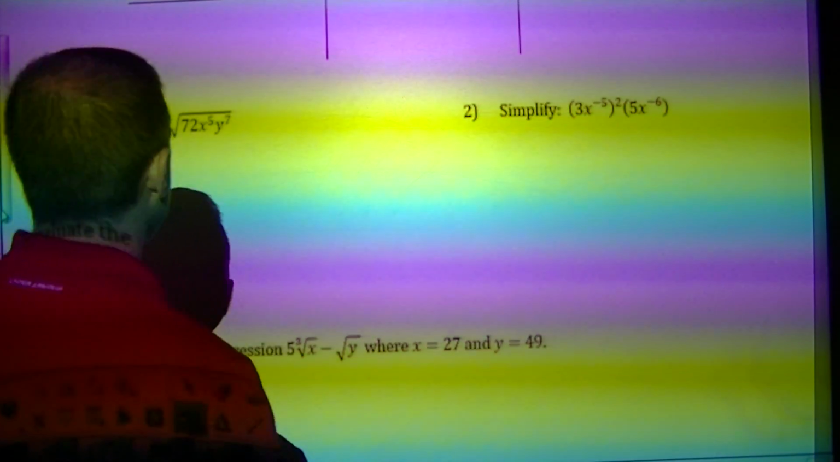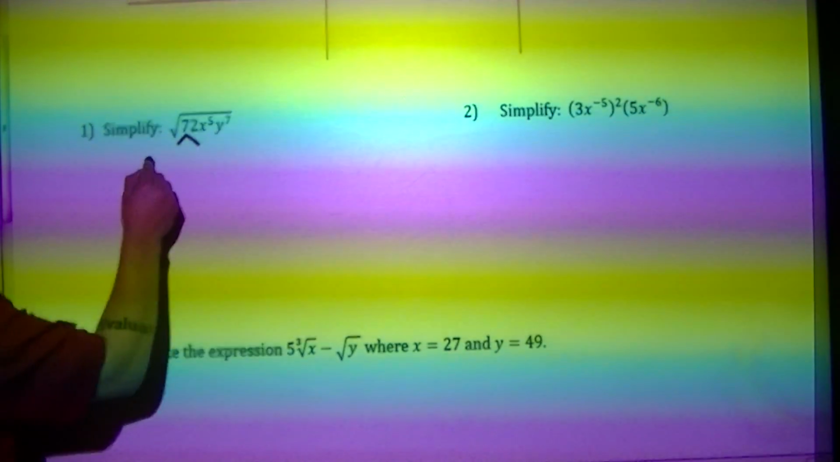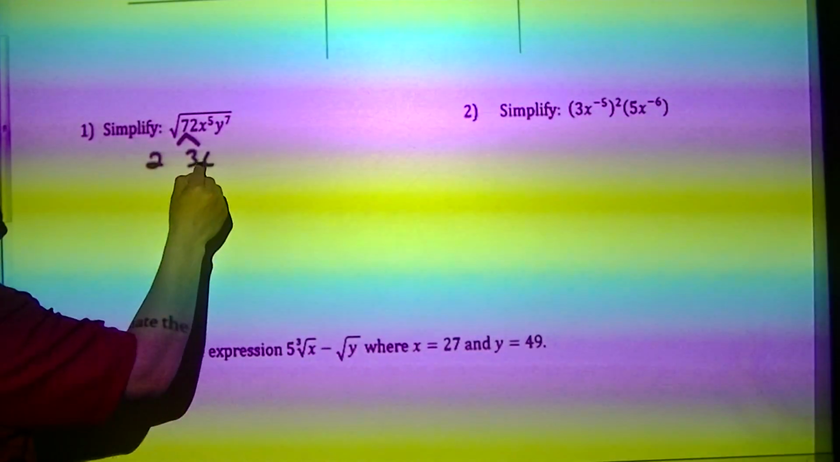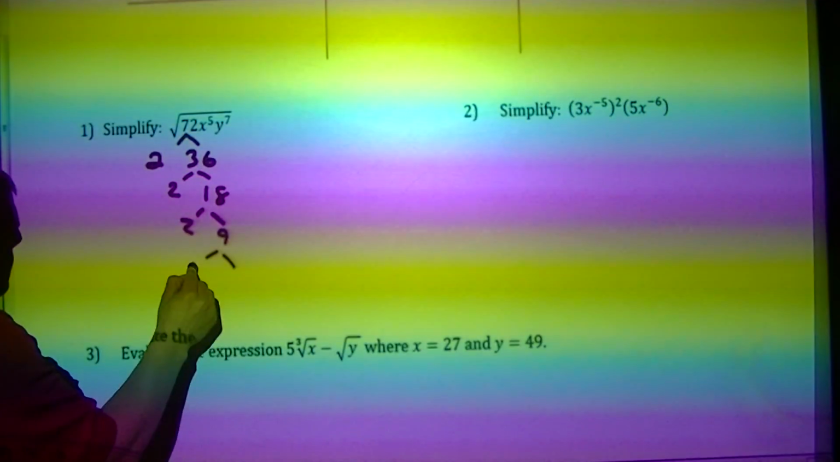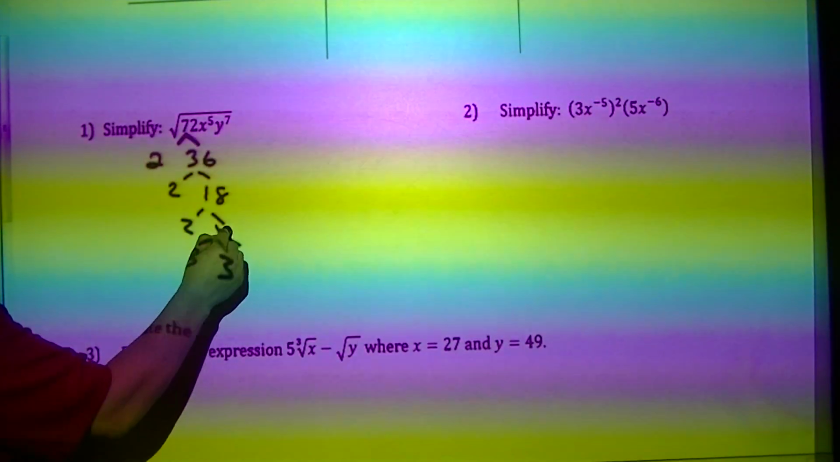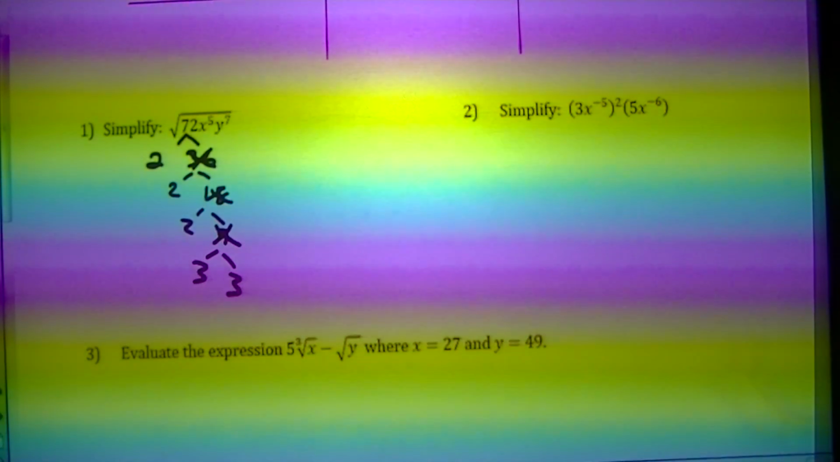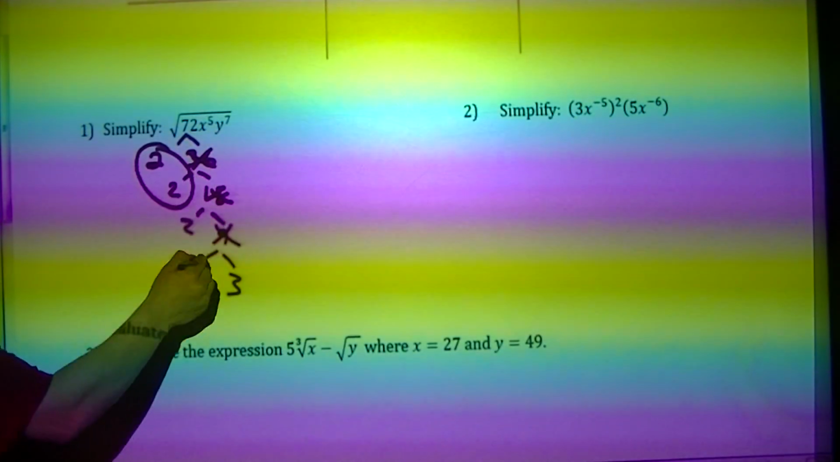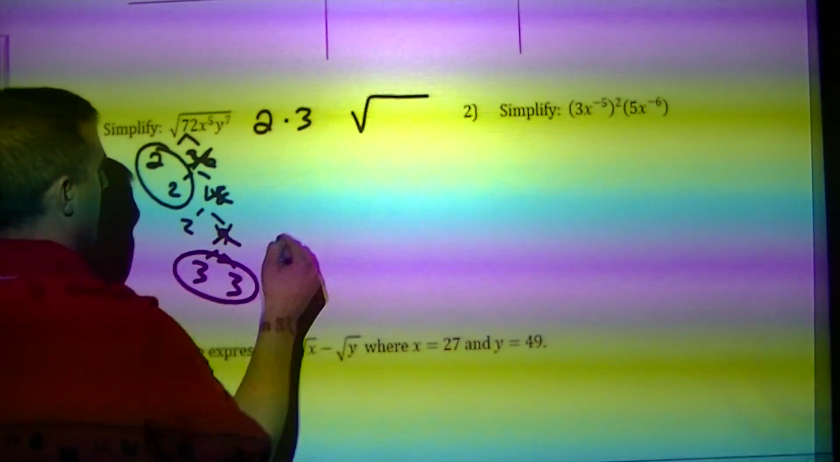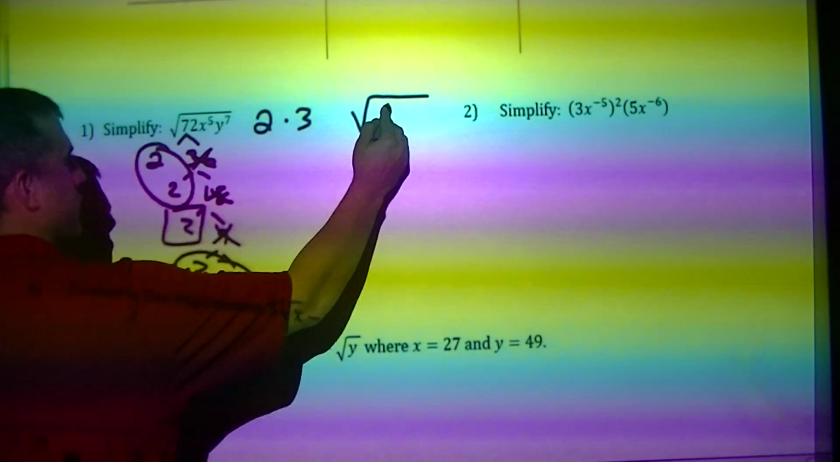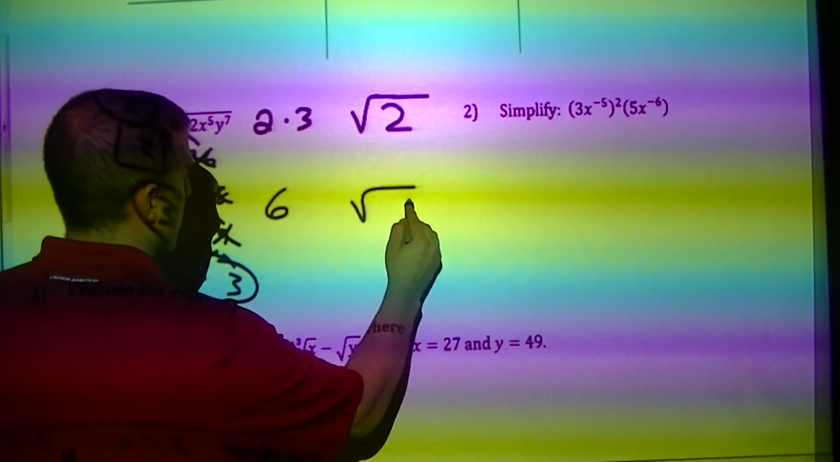Okay, so what you want to do here, I want to break down 72, that's 2 and 36. That's going to be 2 and 18. It's going to be 2 and 9. It's going to be 3 and 3. Now, I can cross off everything that has a branch. I got a pair, and I got a pair. So I'm going to take one from each. 2 times 3. On the inside, the only thing left over is a 2. So I got 6 square root 2.